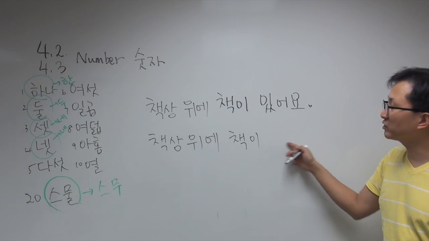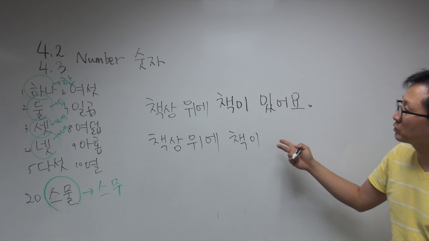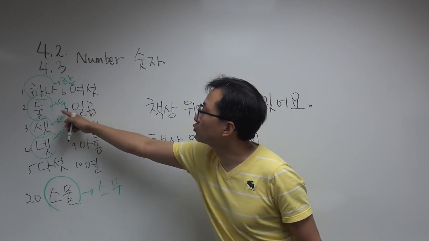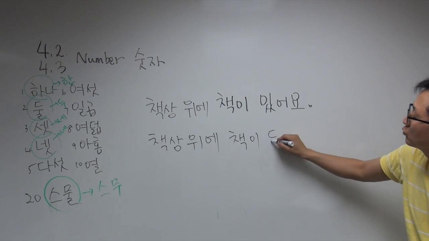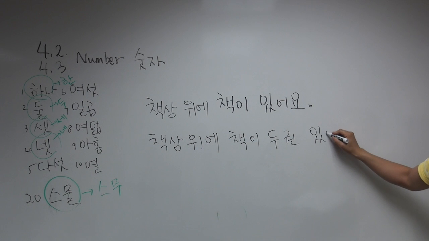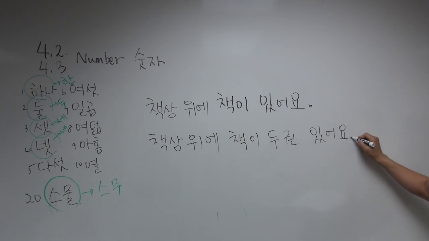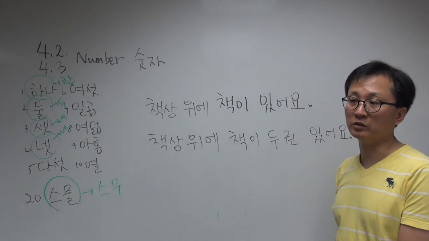And then just add number information here. 2 books. So 2. And what was the counter for books? 1, 2, 1. 있어요. 책상 위에 책이 2권 있어요.